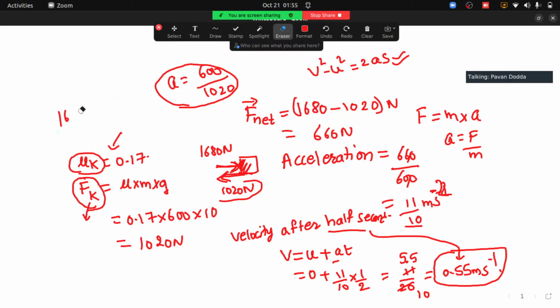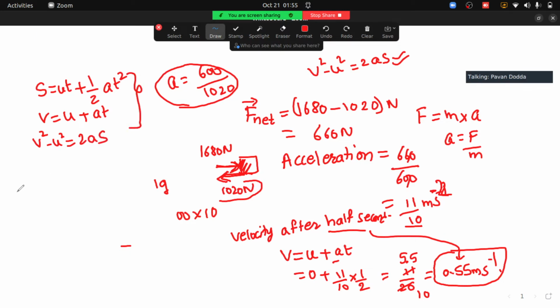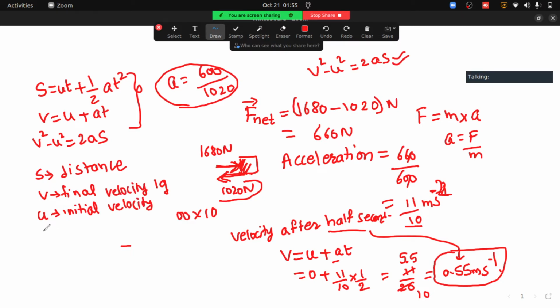So basically, there are three kinematic equations. The first one is s equals ut plus half at squared, then v equals u plus at, and then v squared minus u squared equals 2as. In all these formulas, s is the distance traveled, v is the final velocity, and u is the initial velocity. I think that's where I might be confused. These different values are, yeah.